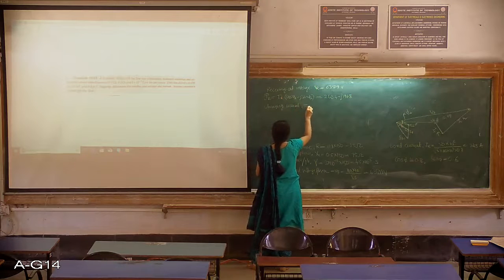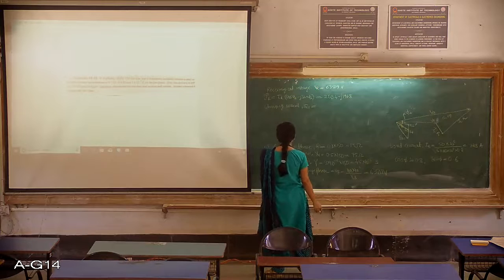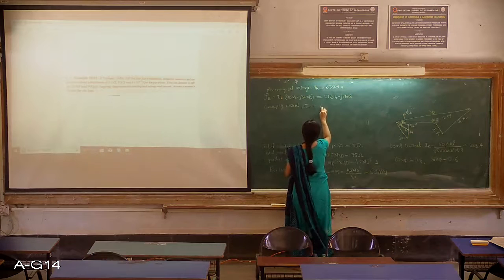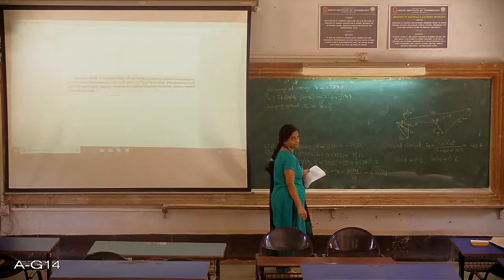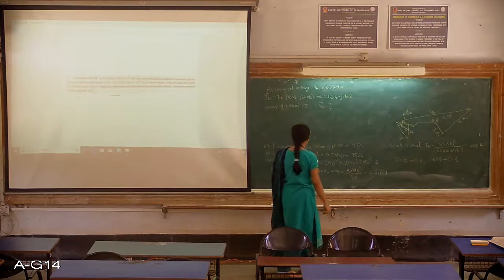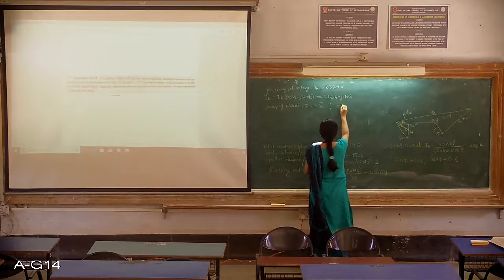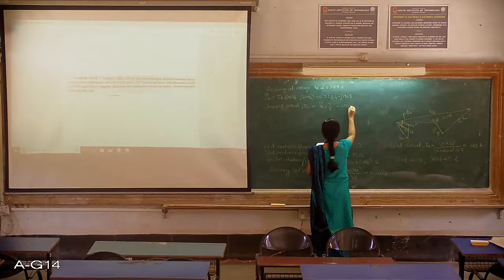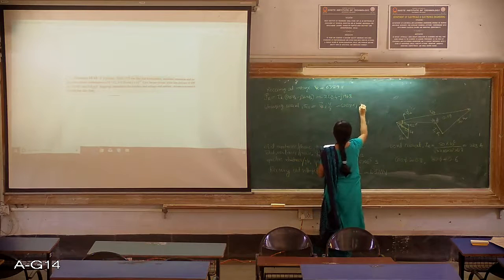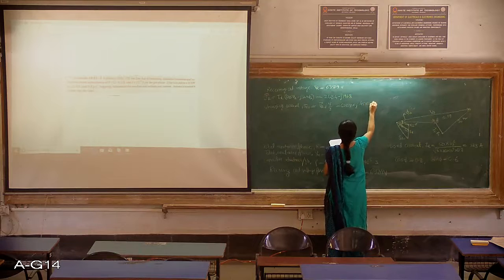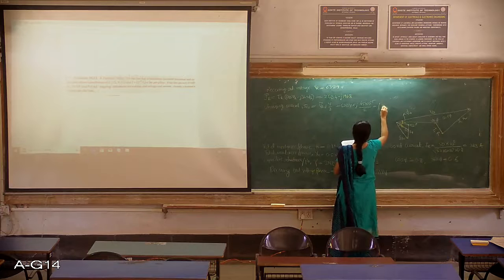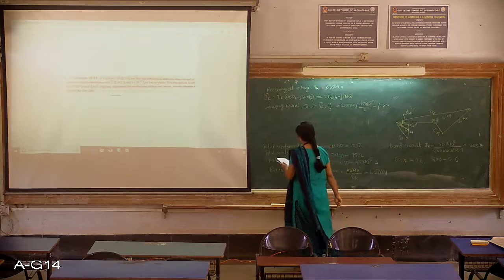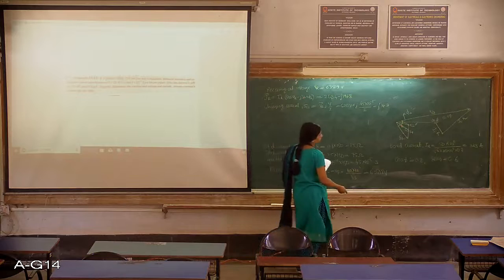IC1, that is at the load end. IC1 will be V into Y, but here it should be Y by 2. Clear? Because it's C by 2, so 63,508 into J 45 into 10 raised to minus 5 by 2. So this comes out to be J 14.3. So go step by step.